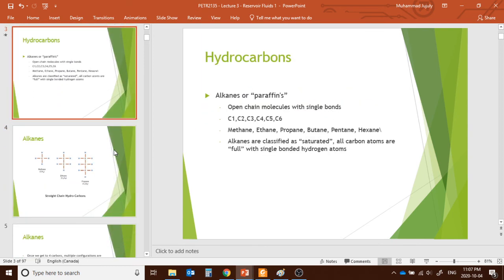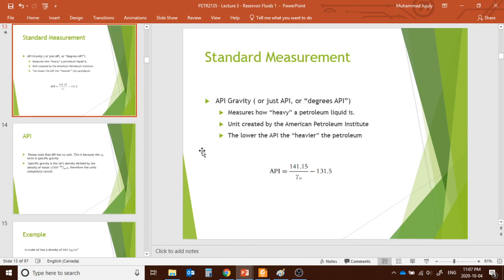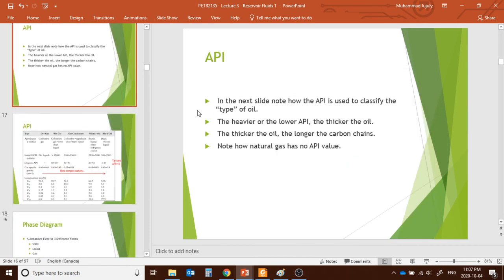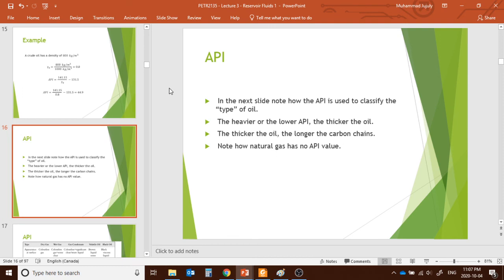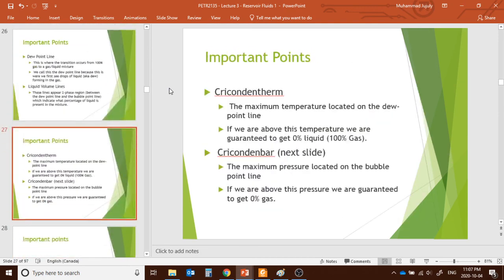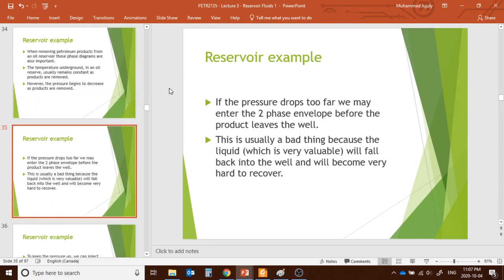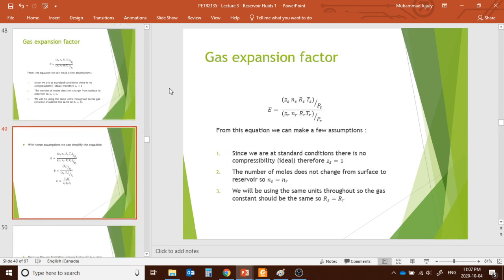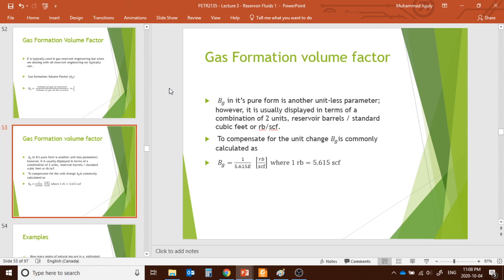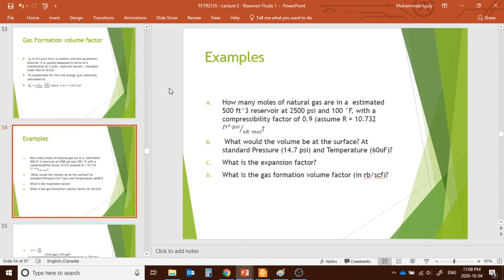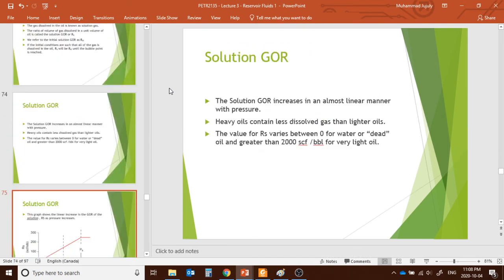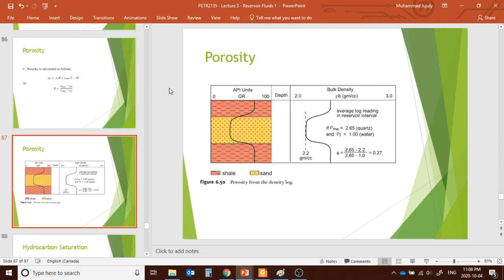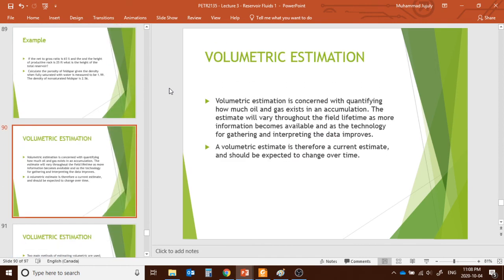So we have covered the whole set of hydrocarbons. We have discussed distillation, fractional distillation, and how we measure the hydrocarbons, how we measure the density, viscosity, etc. And we have discussed the phase diagrams, the importance of the phase diagrams, why we need that. And then we have discussed the crude oil classification, different types of crude oil, and the compressibility factor, which is very, very important because it gives us the idea about how much oil or natural gas reserves are inside if we know the volume. And to know the volume we get this estimation, the volumetric estimation. Okay, so this is how it's all connected to each other.